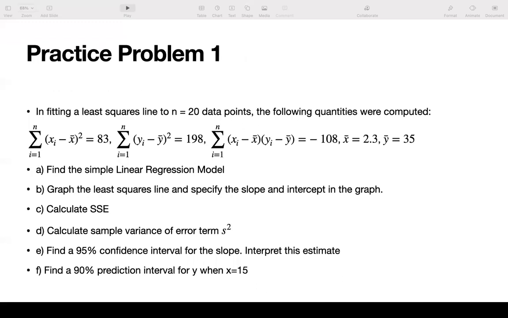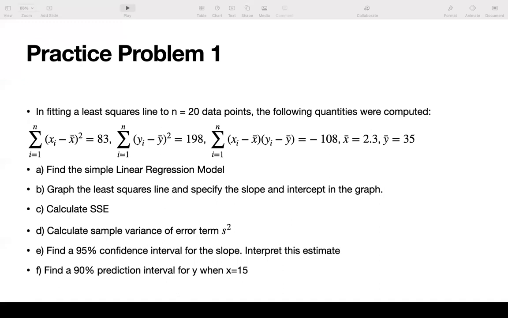So here we have the first practice problem. The question states that in fitting a least squares line to n equals 20 data points, the following quantities were computed. Sum of x is equal to 83, the sum of (yi minus y bar) squared is equal to 198, the sum of (xi minus x bar) times (yi minus y bar) is equal to negative 108, x bar is equal to 2.3, and the mean of y is equal to 35.